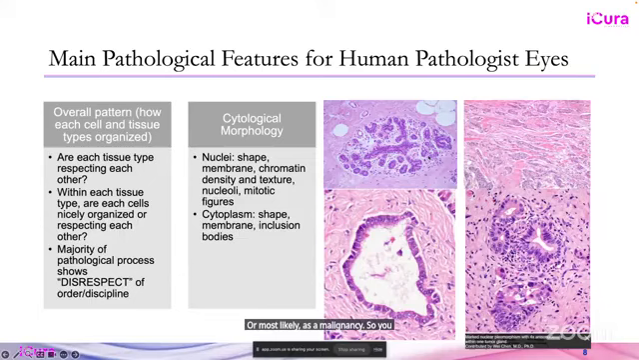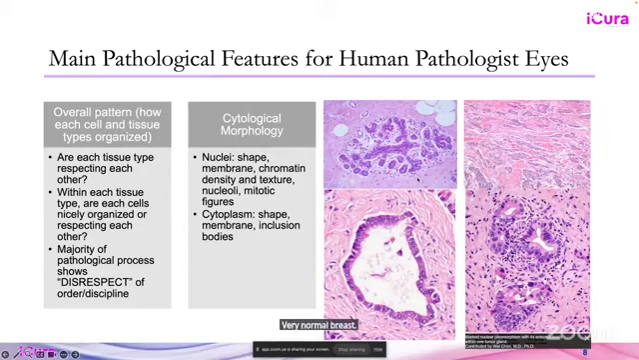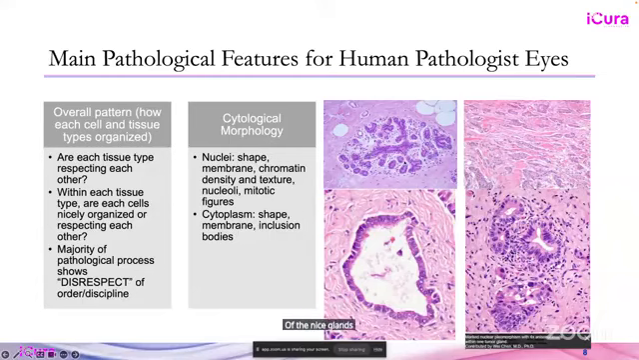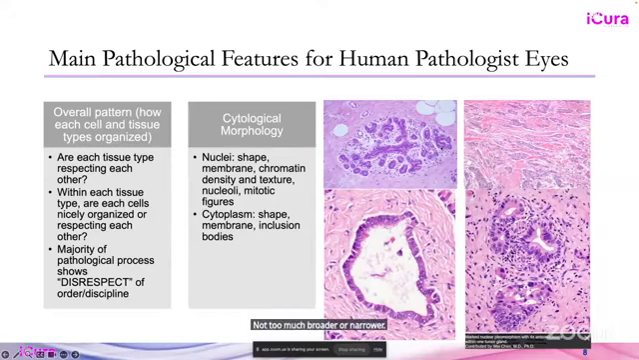You can see the upper two panels here. On the left side is very normal human breast tissue. You can see this island of breast gland cells by itself is a nicely smooth oval shape, and within it a tree-like distribution of nice glands, every one of them maintained at almost equal distance from each other, not too broad or narrow. So when you see this image, you immediately have peace of mind, right?